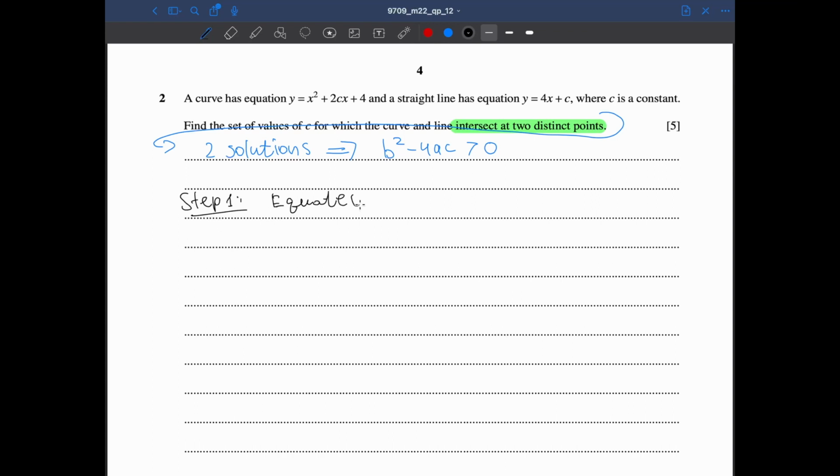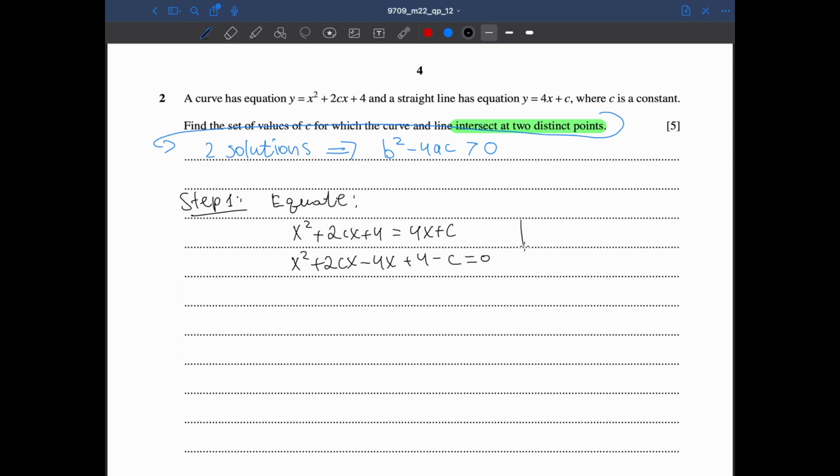Okay, so let's equate. x squared plus 2cx plus 4 equals 4x plus c. Let's move things to the other side. So we have x squared plus 2cx minus 4x plus 4 minus c equals 0.